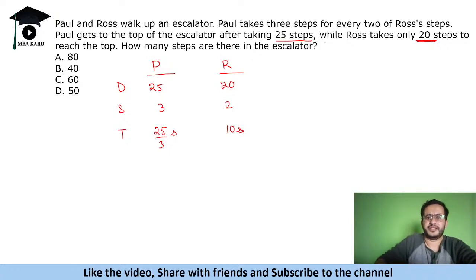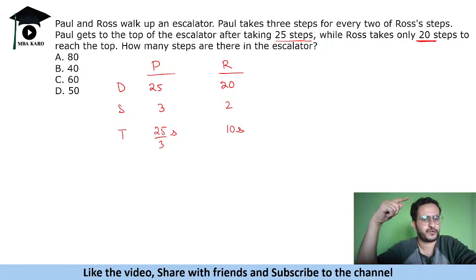Isn't it? The one who walks faster will reach first. The person who walks fast will reach early, and the person who walks slow will reach later. Now you must be wondering how their times are different. You must have figured out that their times are different, but what about the distance? Why is their distance different? Any guess? Why is the distance coming different, 25 and 20?